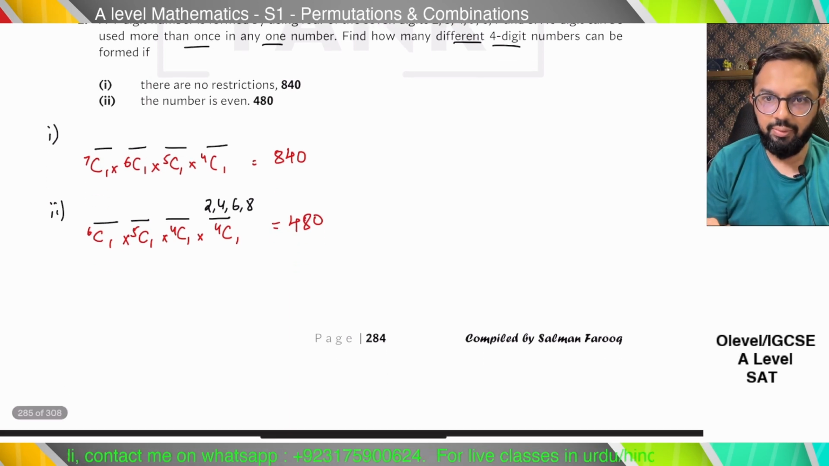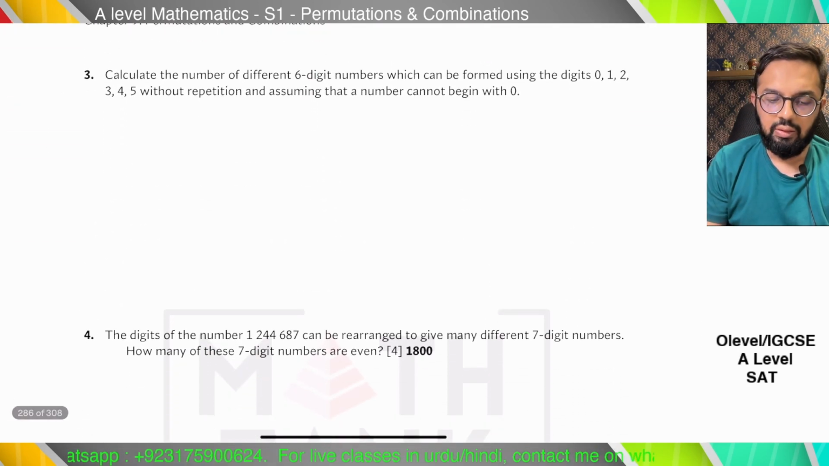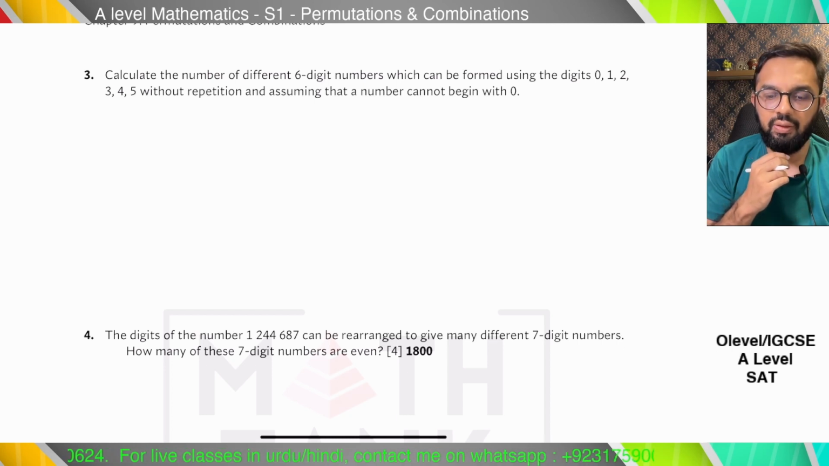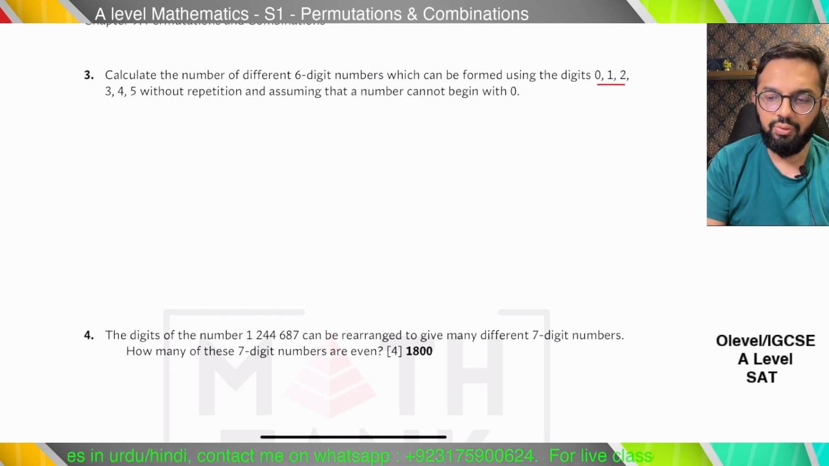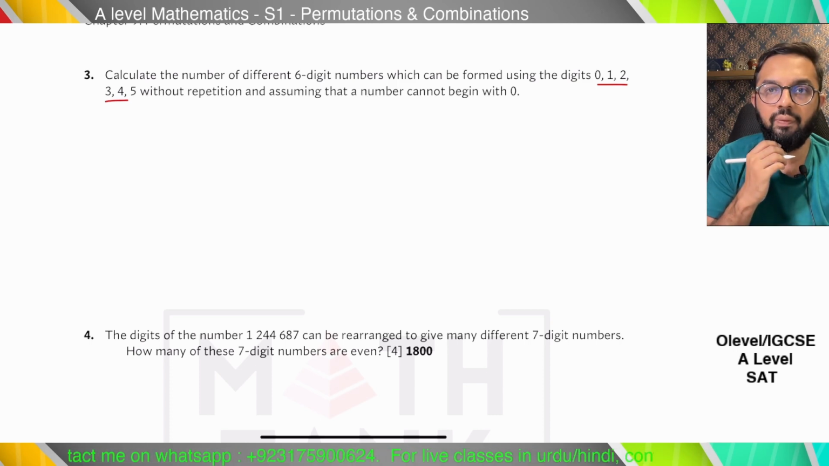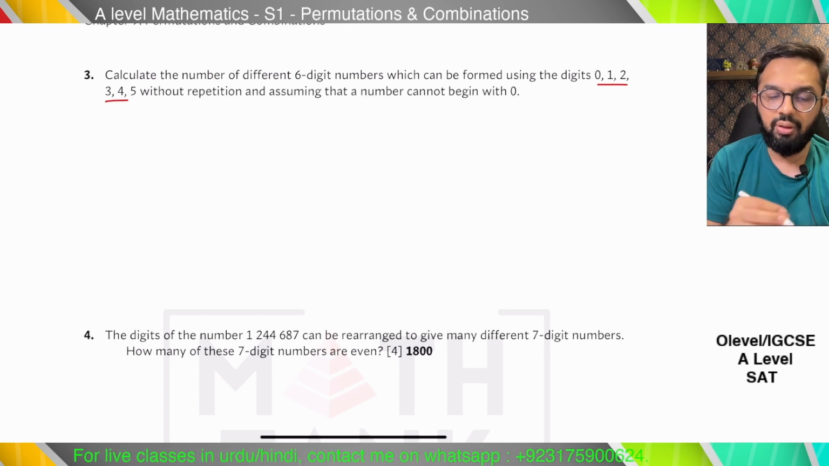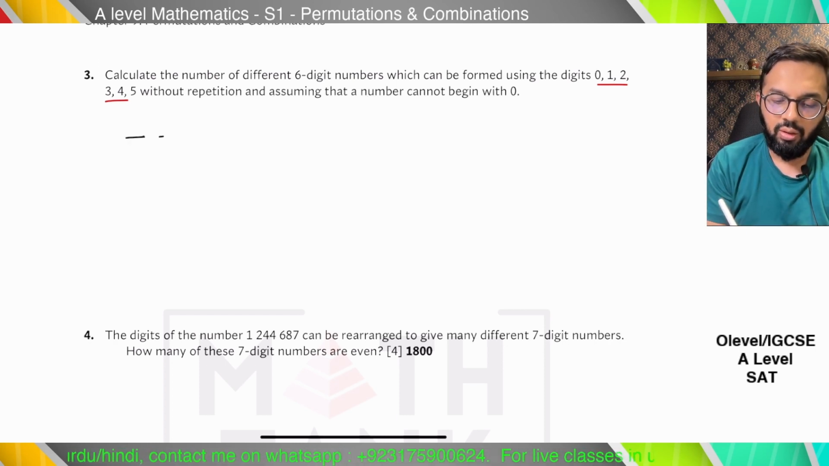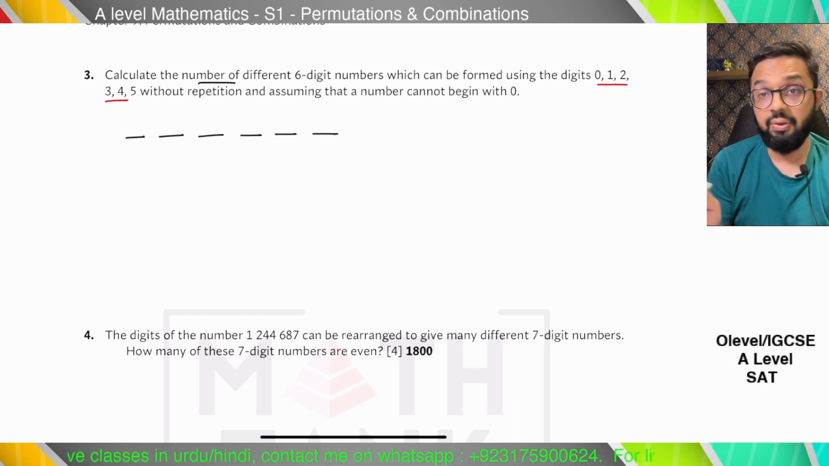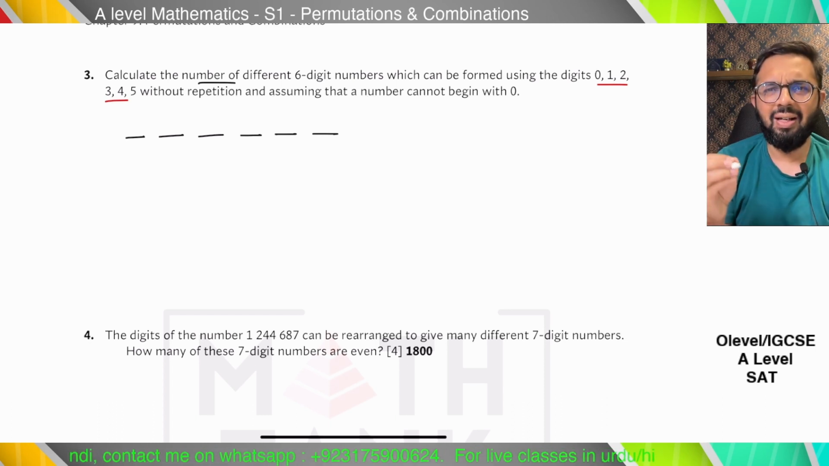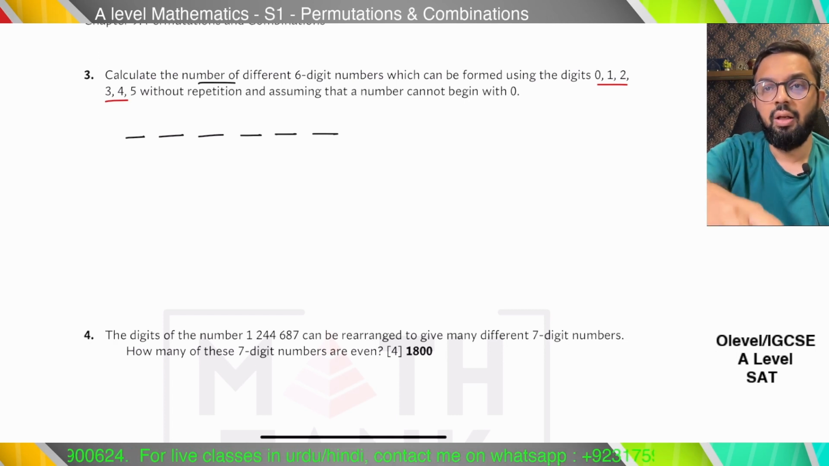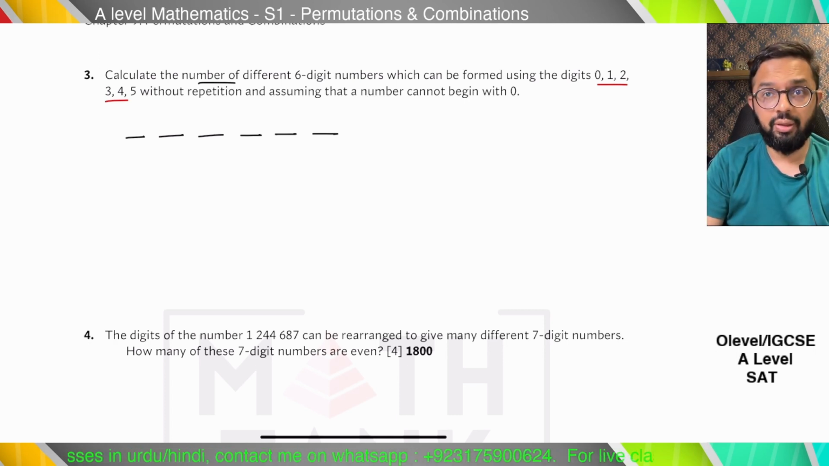Moving on to the next one now. It says calculate the number of different 6-digit numbers which can be formed using the digits 0, 1, 2, 3, 4, and 5 without repetition and assuming that a number cannot begin with 0. Okay, so calculate the number of different 6-digit numbers. I'm going to put out 6 dashes. The number of digits available is also equal, so I could use that too. But dashes are useful when you put out dashes and then try to fill out the restrictions that you have without distorting the process.